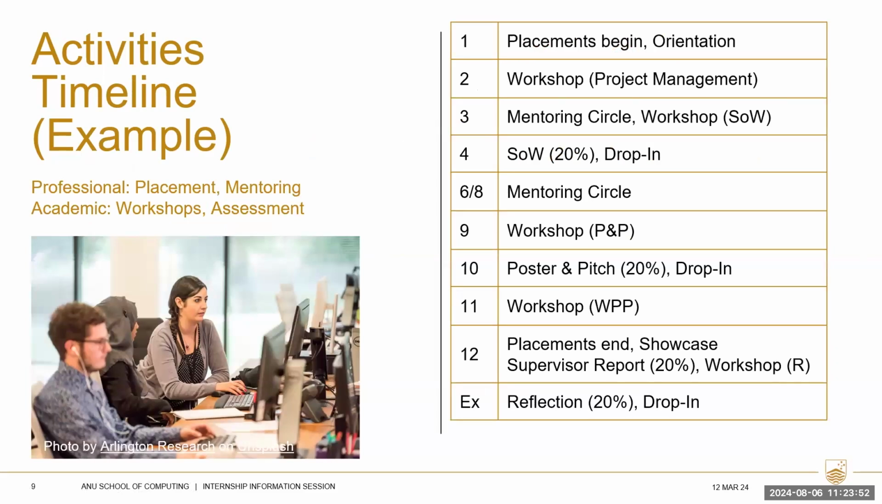Here's the sort of rough timeline. This is not a definite timeline of what's going to happen for you, but it's an example. So we start in week 1, you have the placement start, and you have the orientation, and then week 2, we have a workshop where you'd be taught project management skills. And then the mentoring circles start in week 3. You can see it's also there in week 6 and 8. So every few weeks you're meeting with a group of students and the mentor, and that helps you to talk to them about the different problems you have. It also helps you to meet these other students, so you can build your network with that as well.